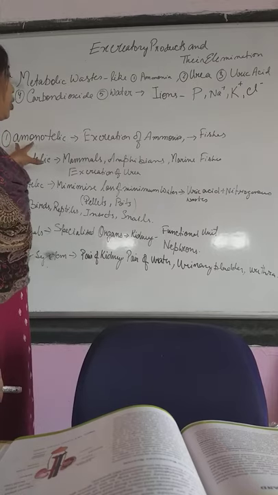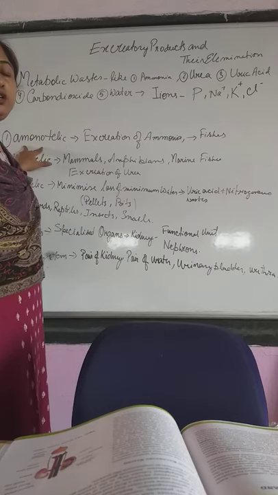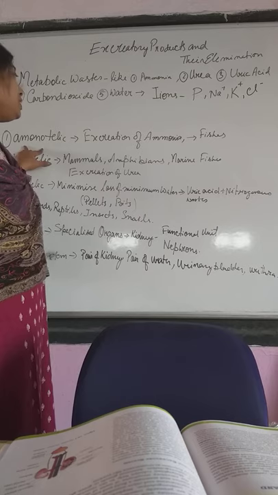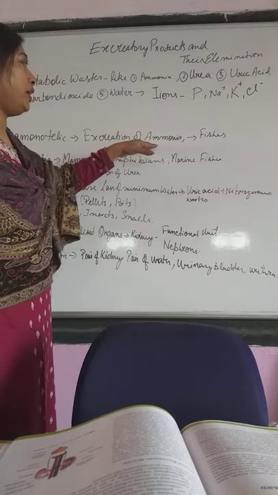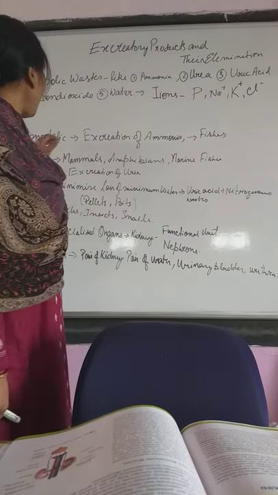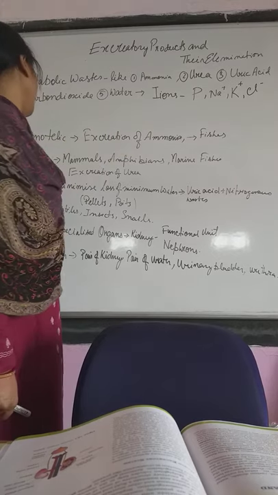One is ammonotelic. Now what is ammonotelic? Ammonotelic, also known as ammonotelism, is the name given to those organisms that excrete ammonia. So we have certain bony fishes or freshwater fishes. They are ammonotelic. That means they directly excrete ammonia.